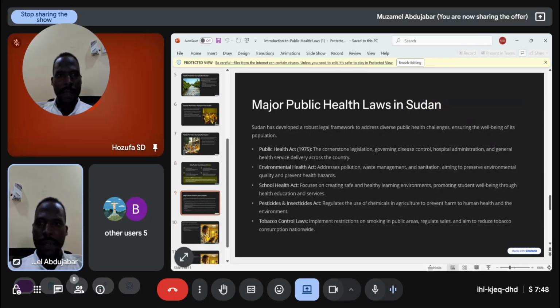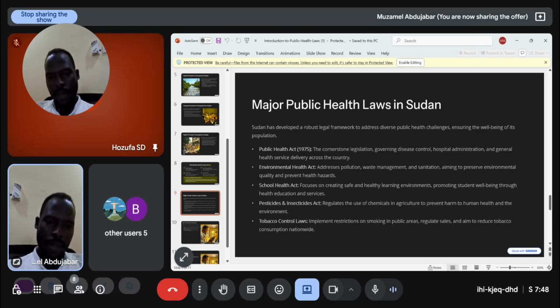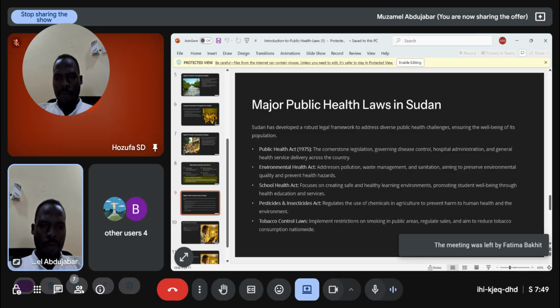Now let us see the major public health laws in Sudan. There are many public health laws in Sudan. One of them, the Public Health Act 1975, is the cornerstone of legislation governing disease control, hospital administration, and general health service delivery across the country. Secondly, the Environmental Health Act addresses pollution, waste management, and sanitation, aiming to preserve environmental quality and prevent health hazards. Third is the School Health Act, focusing on creating a safe and healthy learning environment and promoting student well-being through health education and services.